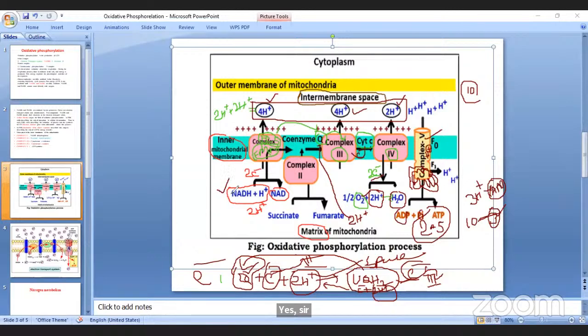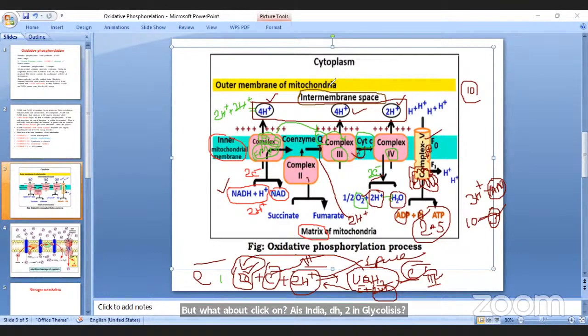NADH2 only in pyruvate decarboxylation and Krebs cycle. That means complex 1 started. The complex 1 started with the help of the pyruvate decarboxylation and Krebs cycle NADH2, not glycolysis NADH2. But what about glycolysis NADH2? In glycolysis also NADH2 is formed, right? Yes, sir. 2 NADH2 have formed.